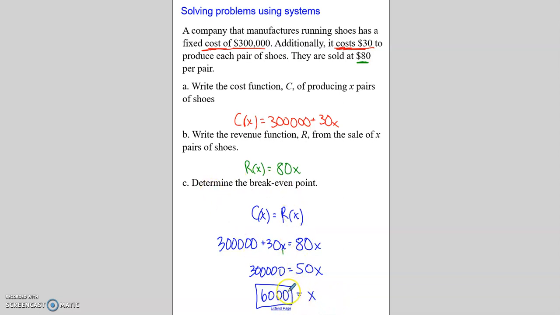Notice that I just found how many shoes I need to sell. If I wanted to then figure out what the values of cost and revenue would be, I would plug that 6,000 into either one of these equations, and I should get the exact same thing from both equations. That's why it's called the break-even point. So pay attention to the question that's being asked so you know which of those values you are being asked to find.